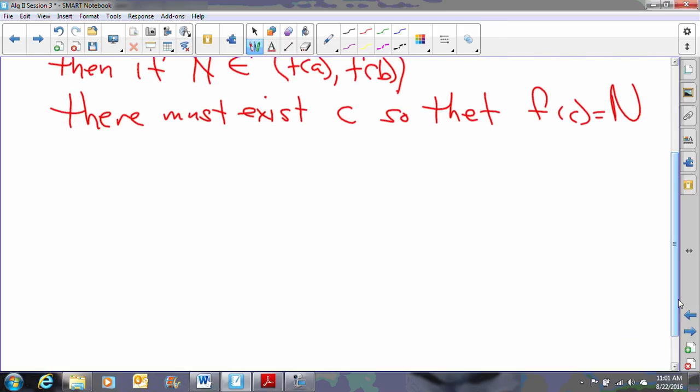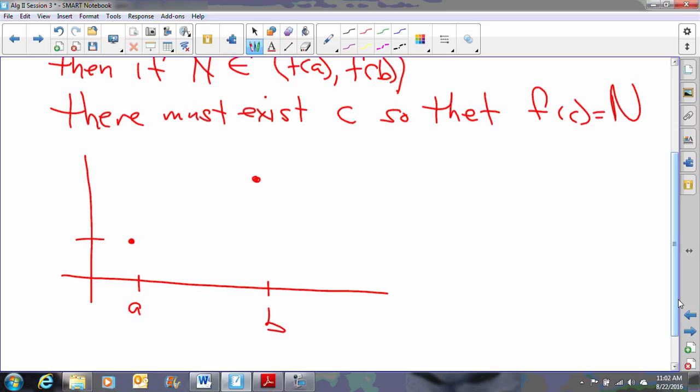Okay, now what we've got is a function that is continuous on the closed interval from a to b. So what I'll do here is start out and put a point here and a point here. Now, this would be f of a, and this would be f of b. And let's let this function just kind of go like that.